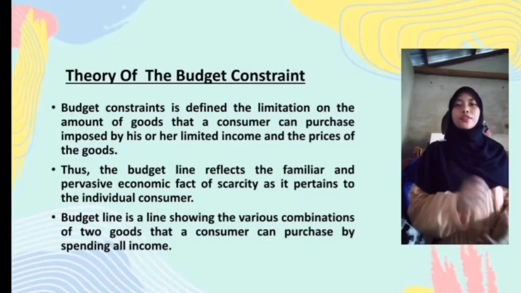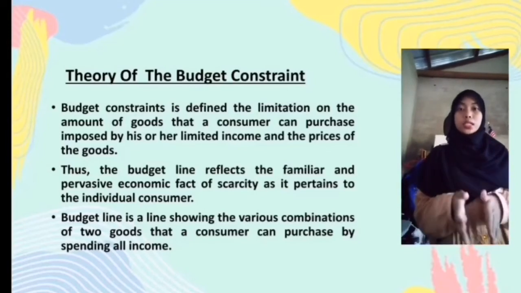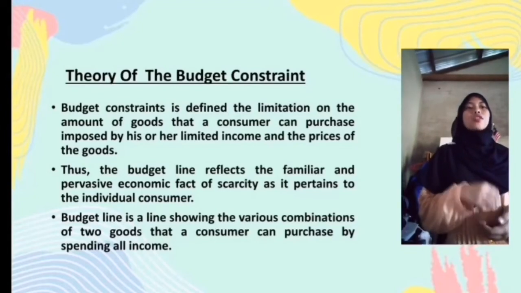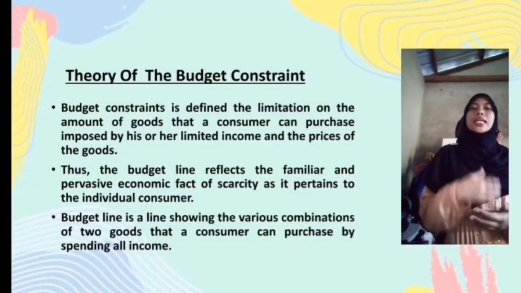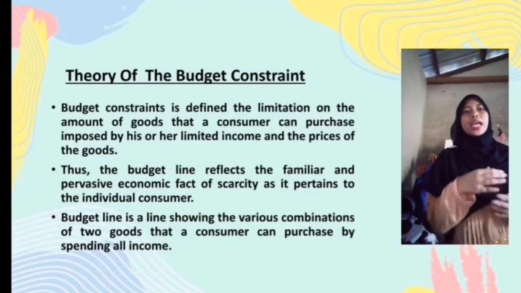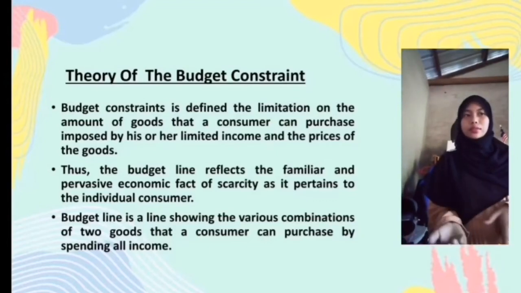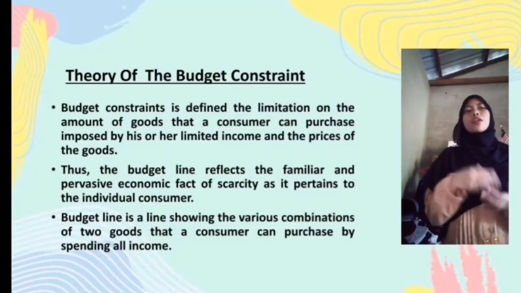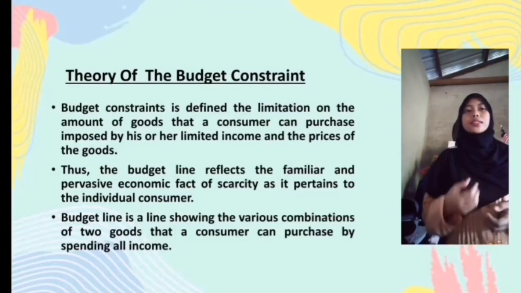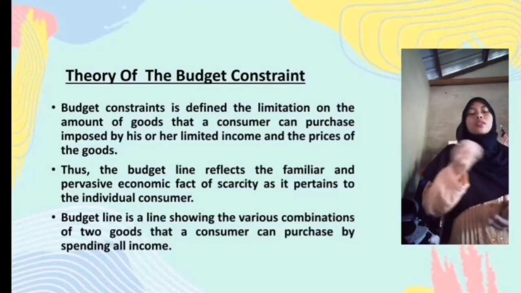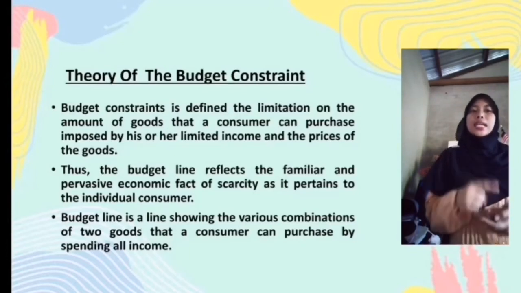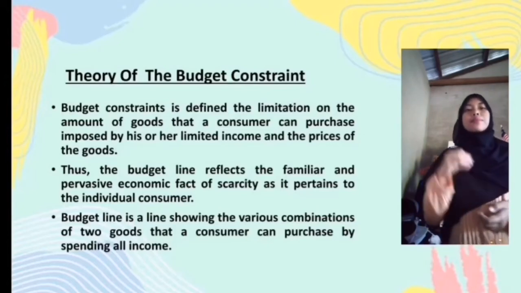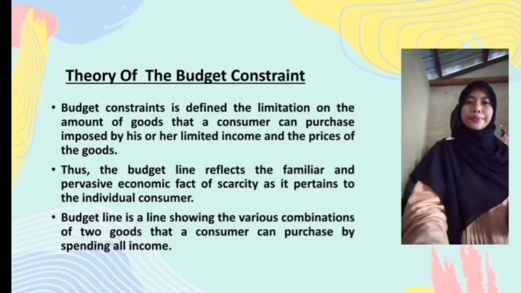Let's move to the theory of the budget constraint. A budget constraint is defined as the limitation on the amount of goods that a consumer can purchase, imposed by his or her limited income and the price of the good. Thus, the budget line reflects the familiar and pervasive economic fact of scarcity as it pertains to the individual consumer. The budget line is a line showing the various combinations of two goods that a consumer can purchase by spending all income.